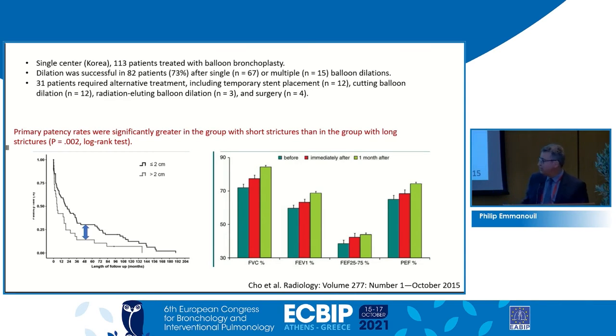This is a Kaplan-Meier graph, and it was shown that in lesions less than 2 centimeters, the patency remained for longer periods of time. When the stricture was more than 2 centimeters, there were a lot of relapses. And when we have relapses, we must deal with it and probably use a stent placement to maintain patency.